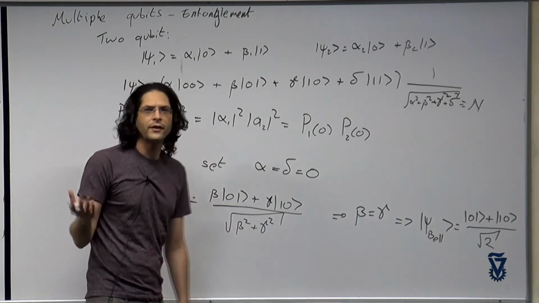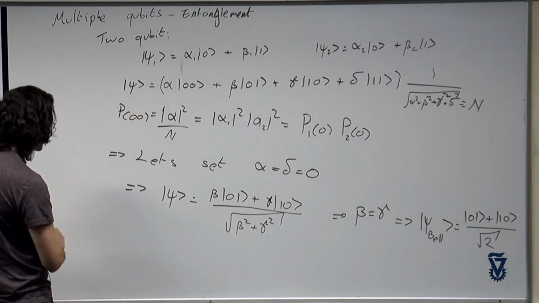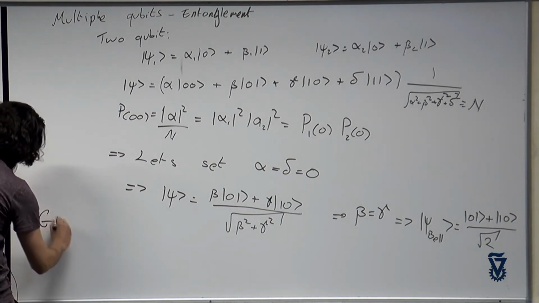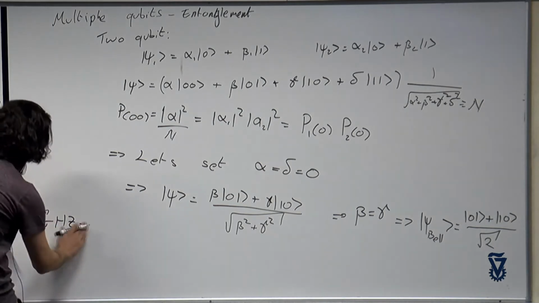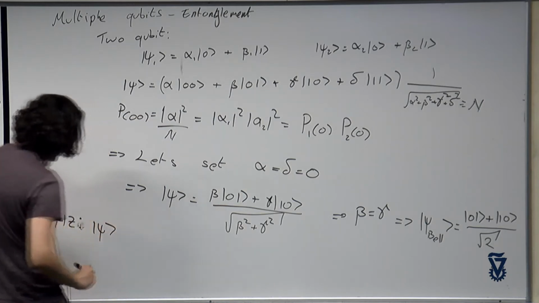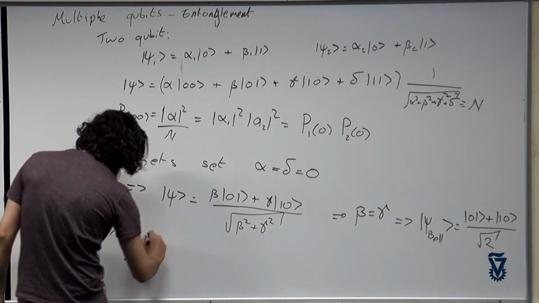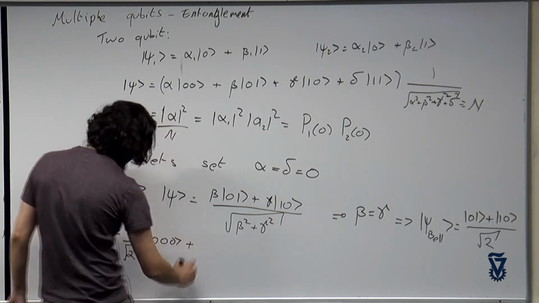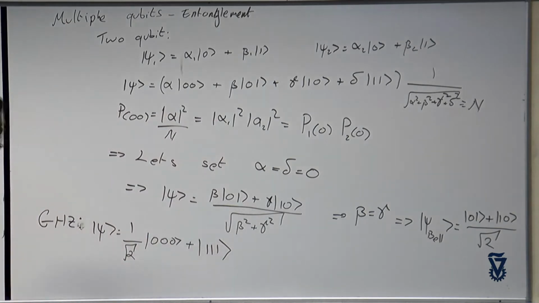There are other very useful and famous states, and I want to write two of them down here maybe. So what I'm writing here is a GHZ state, for example. I want to talk about different types of entanglement. A GHZ state is defined, for 3 qubits, as 1 over square root of 2 times |000> plus |111>. So this is a GHZ state.